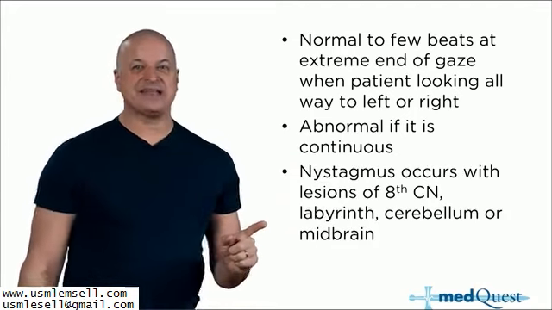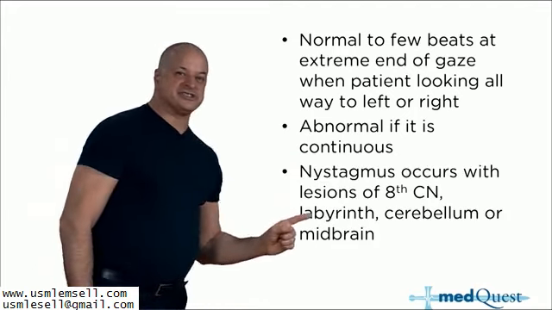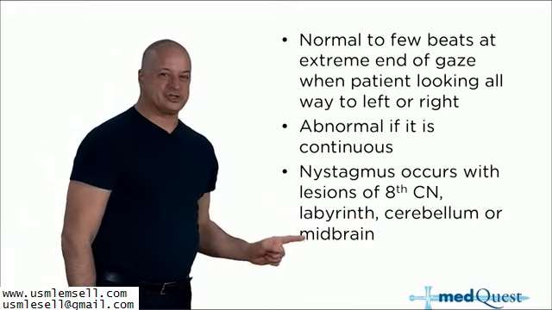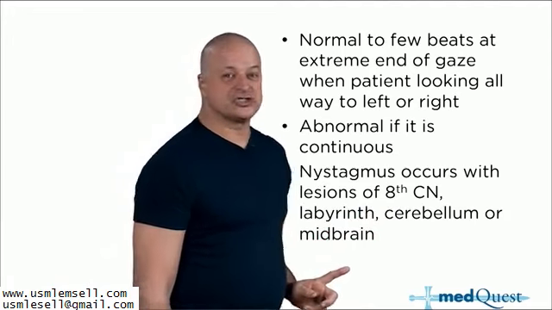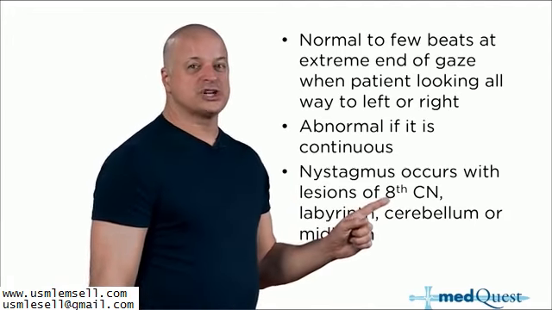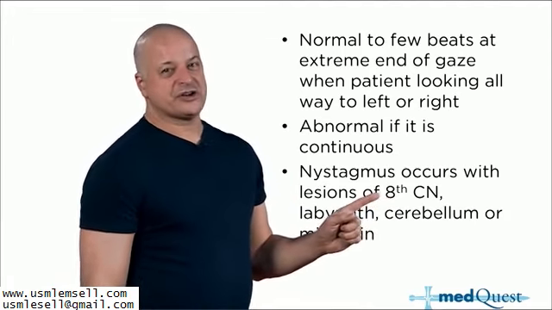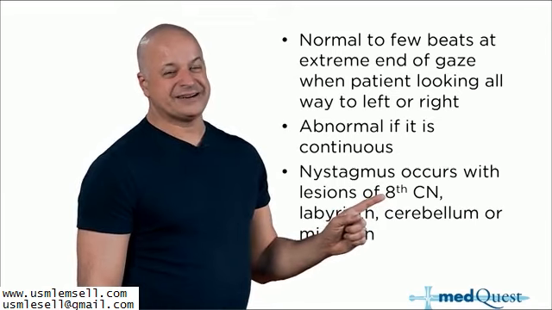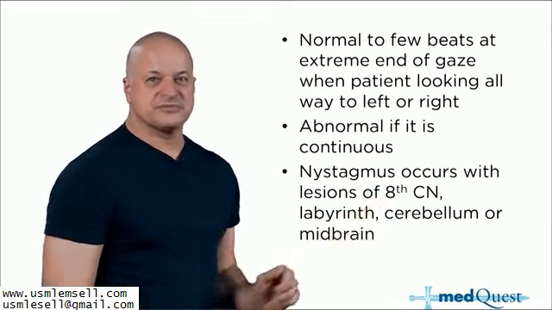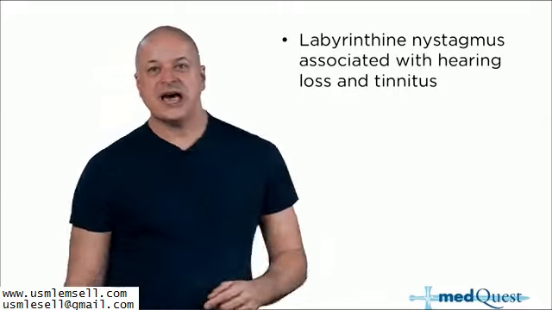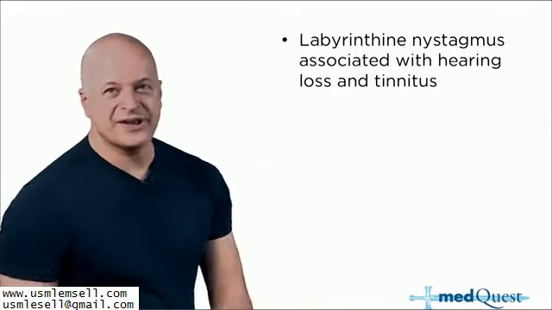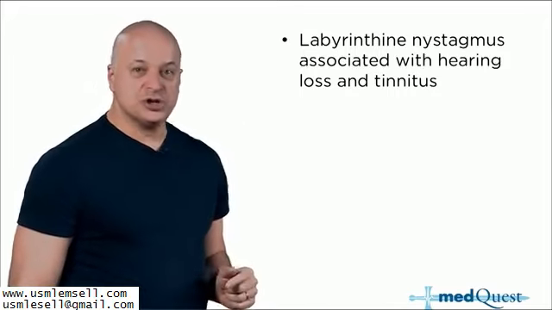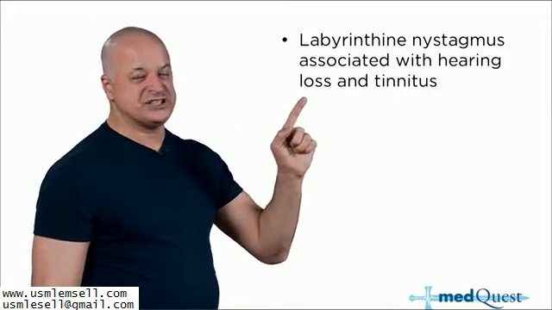Nystagmus can happen with any defect of the labyrinth, the cerebellum, or brainstem strokes. The 8th cranial nerve, acoustic neuroma, Meniere's disease. Labyrinthine nystagmus is what you see in those who are having labyrinthitis. It's associated also with hearing loss and tinnitus.